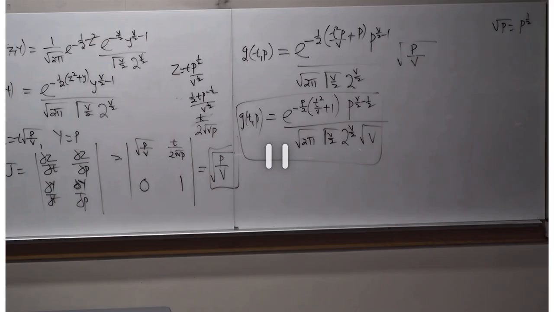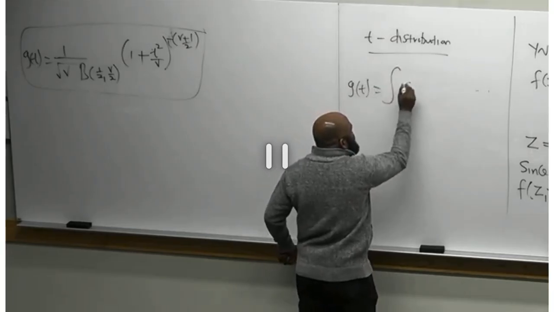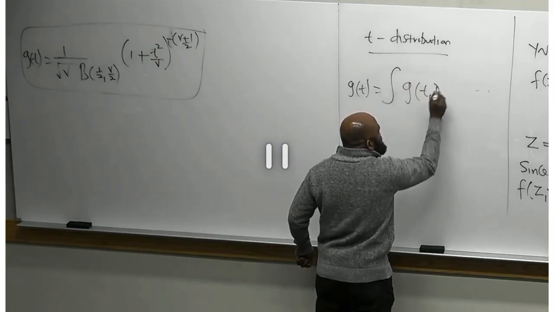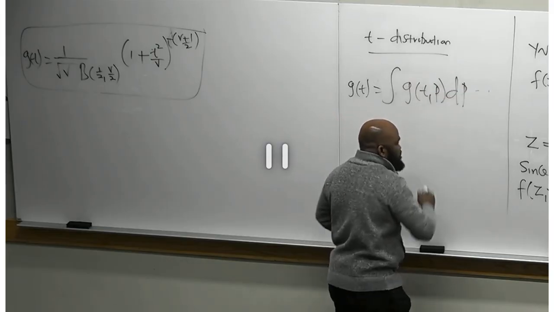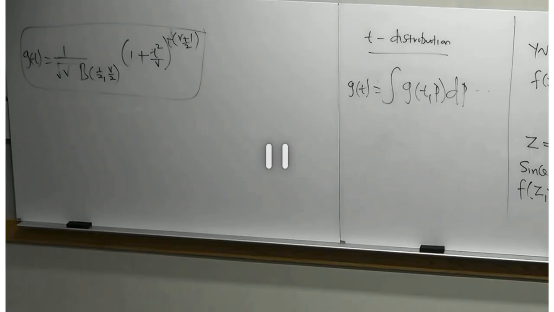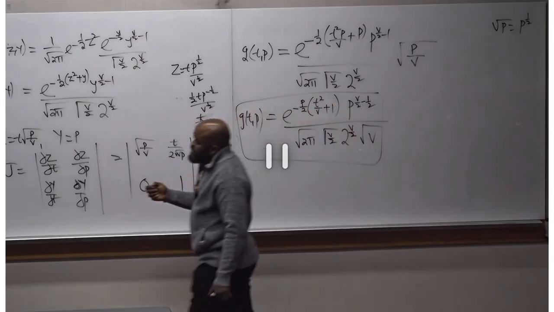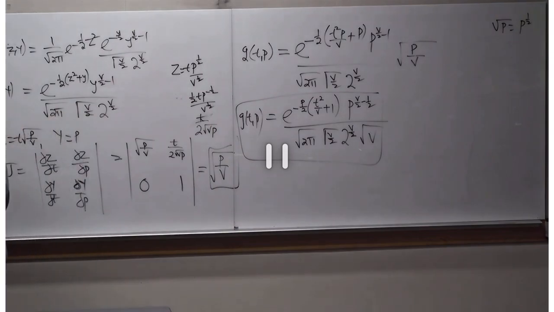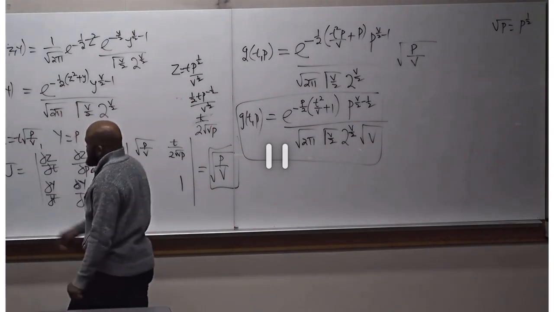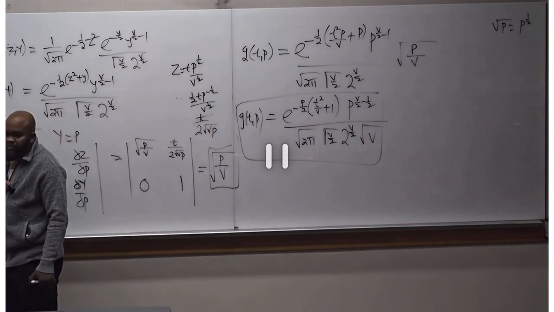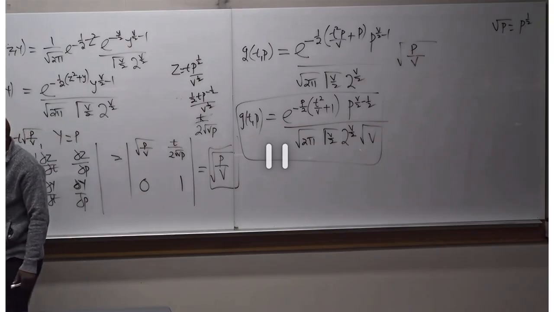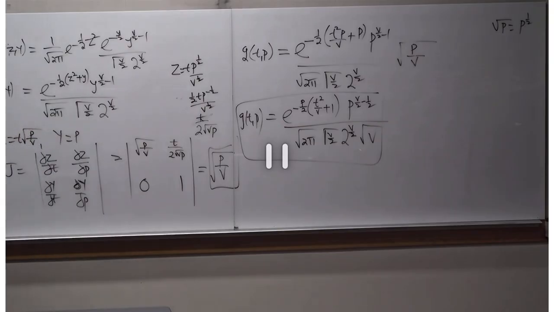So my G of T will be the integral of G of T, p dP, right? I want to integrate this guy with respect to P. And you know Y is a chi-squared, so Y is greater than 0. And don't forget Y equals P. If Y is greater than 0, P is also greater than 0. So here I'm going to have from 0 to infinity. Okay? I want to perform an antiderivative on that.